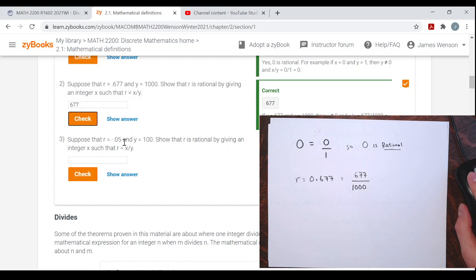And they do the same thing here. This is just negative 5 hundredths, right? Negative 5 over 100, so negative 5 here. It's very simple with decimals, I think.